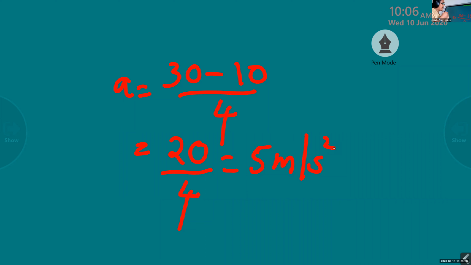Okay. So increasing speed means increasing velocity. Decreasing speed means decreasing velocity. So if you increase the velocity, you will get positive acceleration. When you decrease the velocity, it is negative acceleration. So we will do one problem with a negative acceleration.